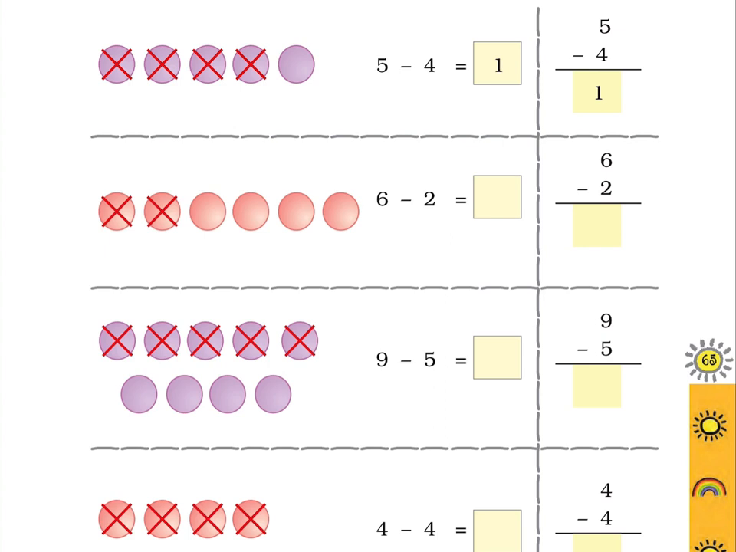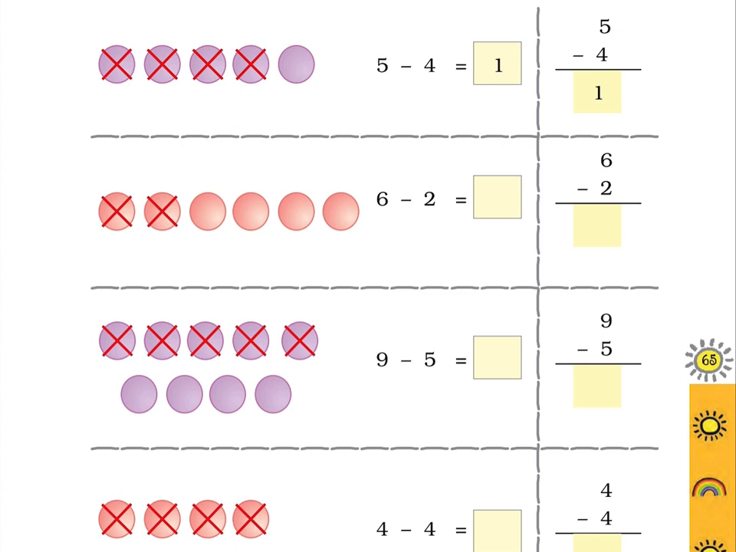Question 3, column 1. There are 9 balls out of which 5 balls are crossed. The question is, what is 9 minus 5? Column 2 shows 5 written below 9 and a minus sign on the left of 5. Sleeping line below 5 and the writing space for the answer is empty.